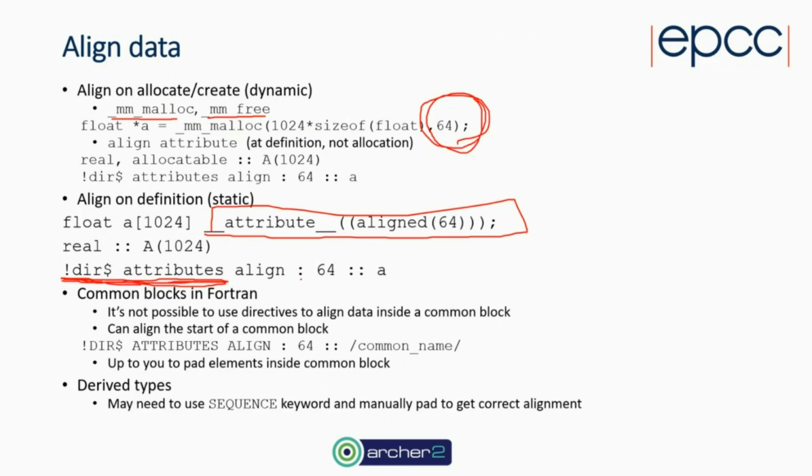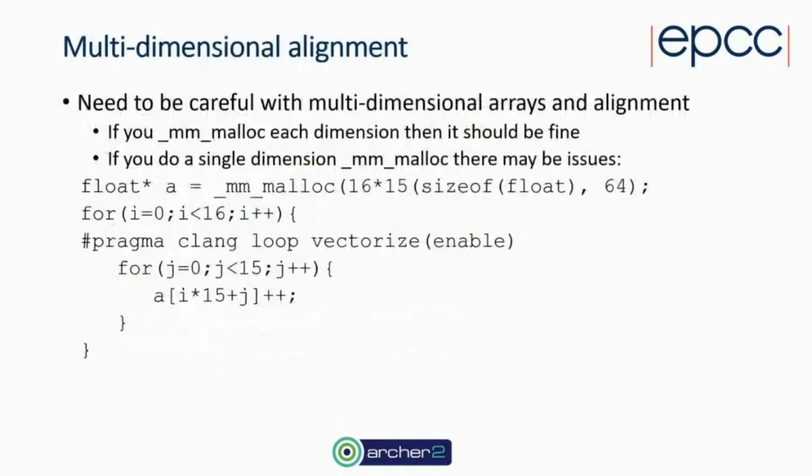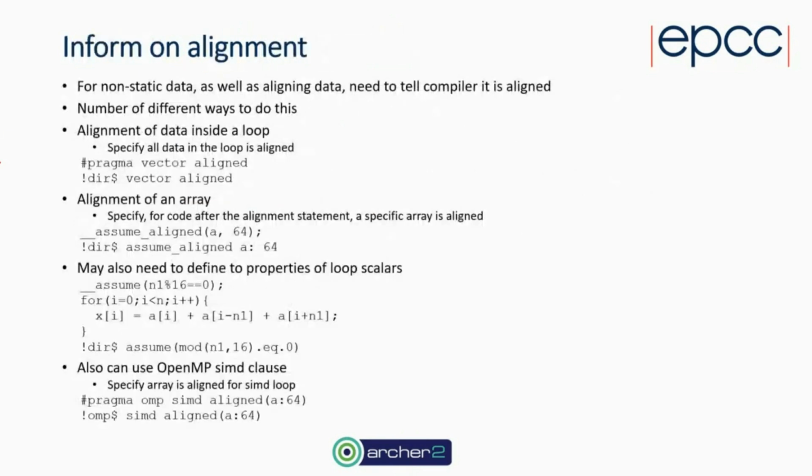A directive, and it says align this data. And if we're going to do allocatable data in Fortran, so dynamic data, we can do it this way, and then pass in this directive to align it as well. And so this aligns the data properly for us, and then we can use it in our code to make sure that we are getting the best performance out of the compiler, out of the vectorization.